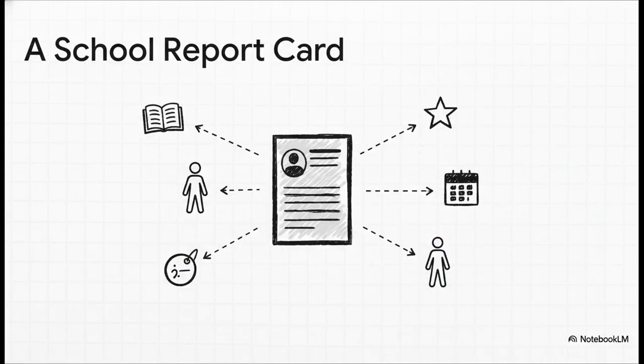Just think about a school report card. It's super intuitive, right? You just know that math is the label and 95 is the piece of information that goes with it. Student name is the label and Ravi is the data. It's this really natural system of pairing a unique label with its specific value.